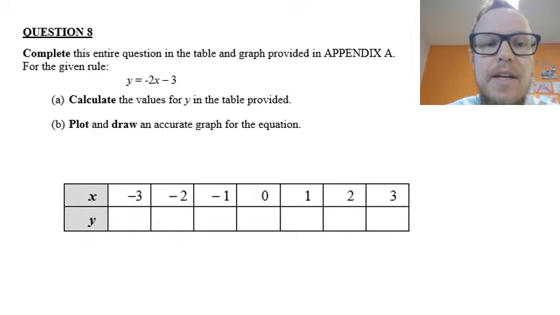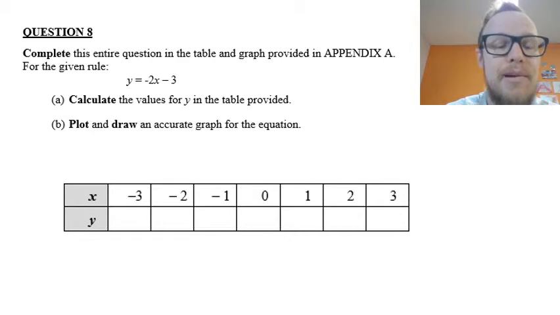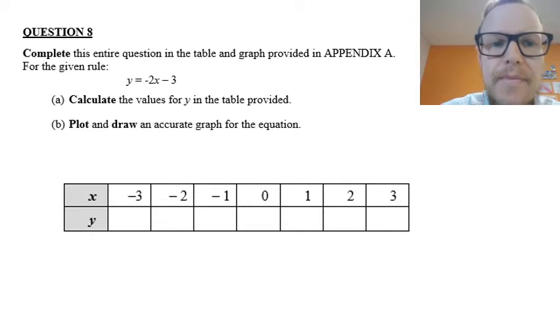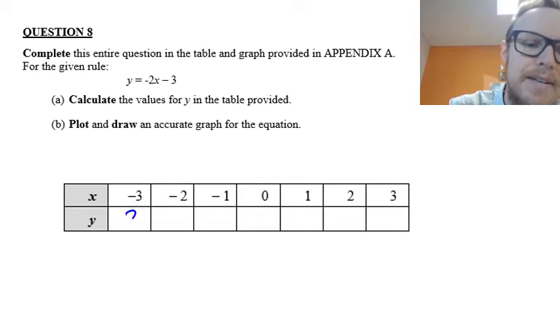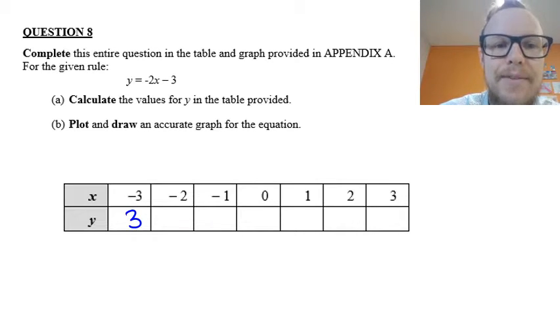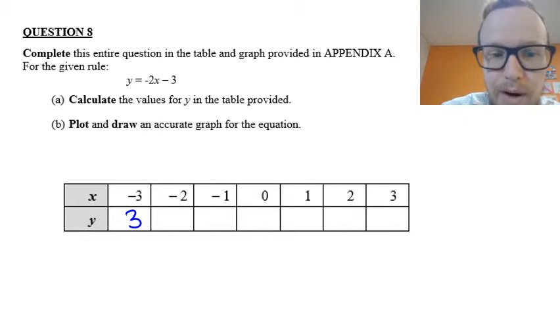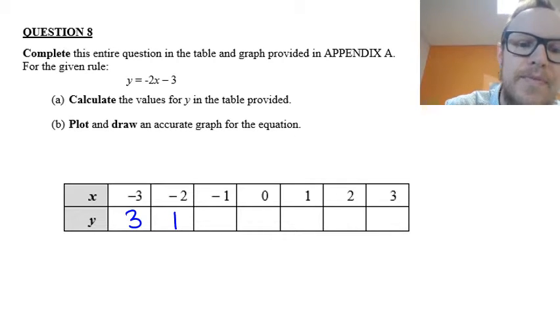Question 8, we need to calculate the values for y in the table provided, plot and draw an accurate graph. So negative 2 times our x is positive 6. Positive 6 minus 3 is 3. We've got negative 2 times negative 2 is positive 4, minus 3 is 1.